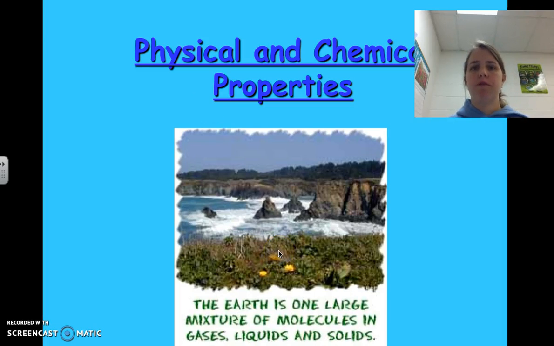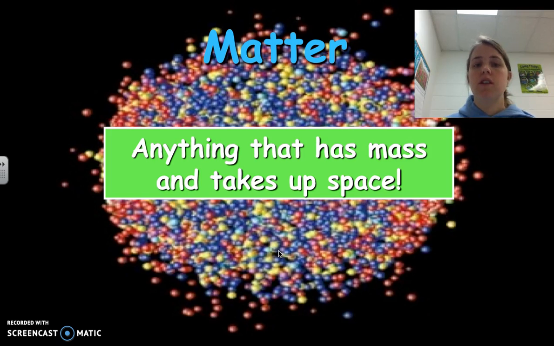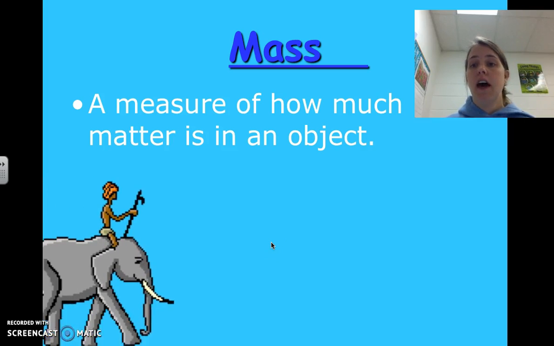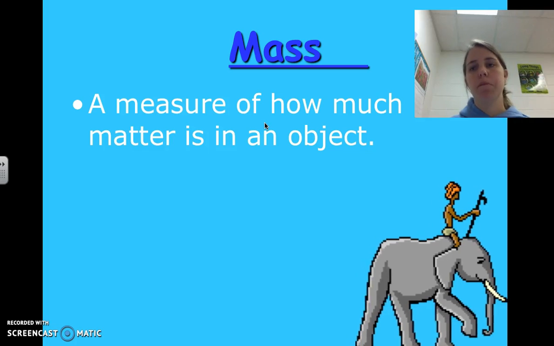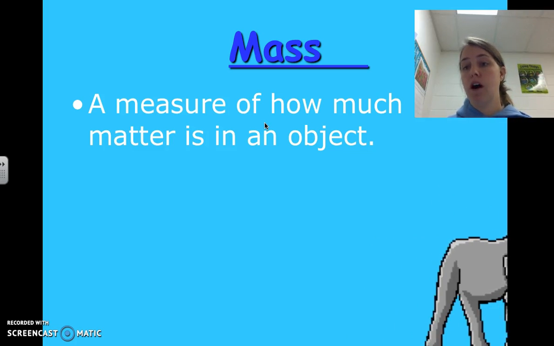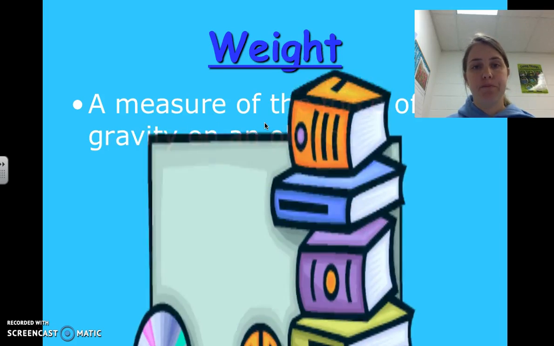Okay, we're going to talk about physical and chemical properties. So we know that all things are made of matter, and these are some words to know. Matter is anything that has mass and takes up space. Mass is just a measure of how much matter is in an object. Remember, your mass is going to be the same no matter where you are, anywhere in the universe, on any planet. Mass is the amount of matter, which is the same anywhere.